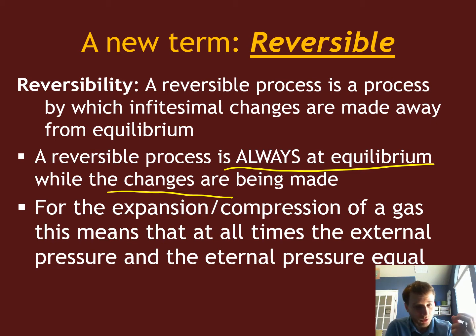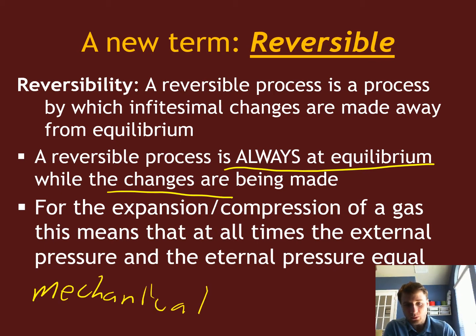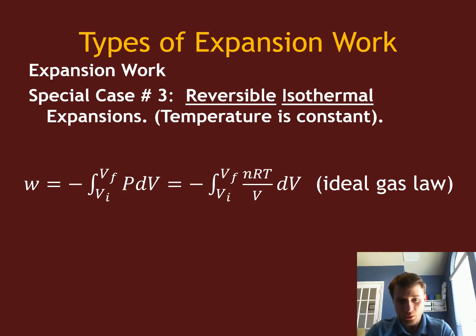Now, if we recall, equilibrium, when we're talking about gases and pressures, is related with mechanical equilibrium. And that mechanical equilibrium means that the internal pressure and the external pressure are always equal. So during a reversible expansion of a gas, the pressure inside your container and outside your container, your system and surroundings pressure, are always equal. So then how do we solve that?